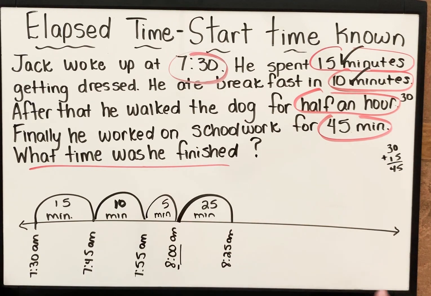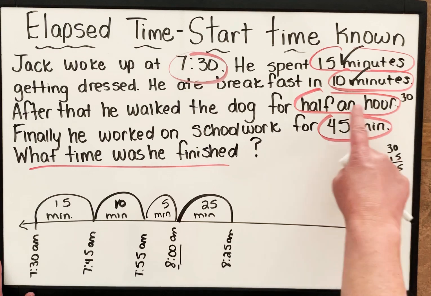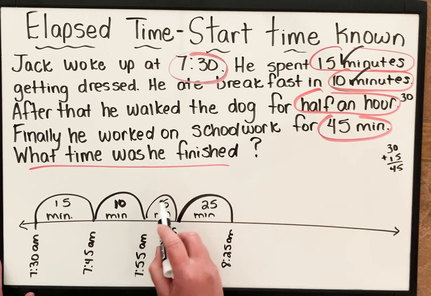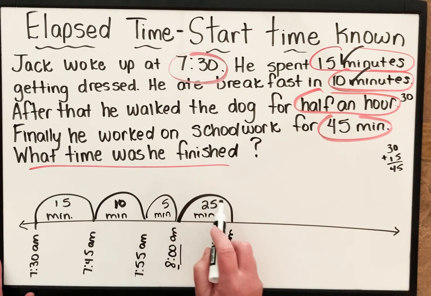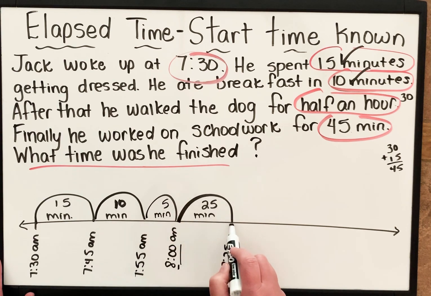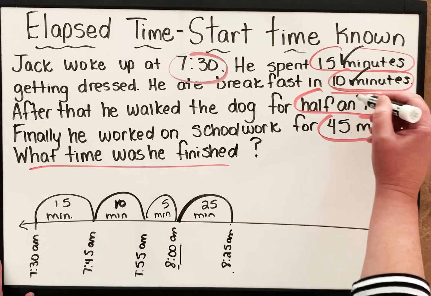Make your hills work for you. Now, I still have my half an hour. It's all right here. 25 plus 5, that's 30 minutes. That's still my half hour. So I've got one more. I'm going to check that off.